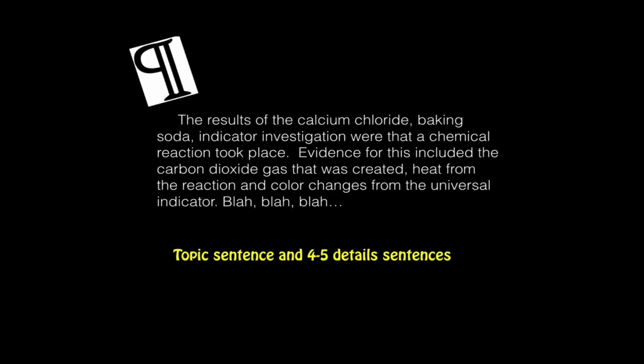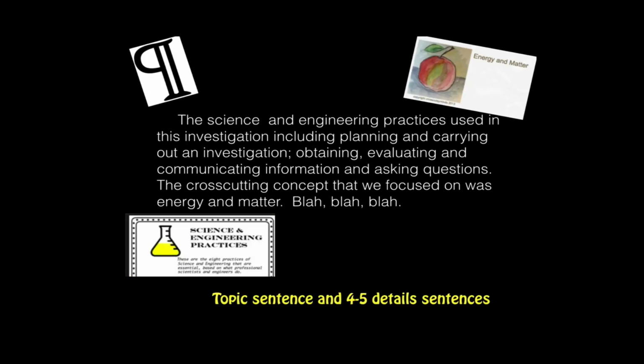Then I said blah, blah, blah. You cannot write blah, blah, blah, because what you will write in that place are the other detailed sentences that would tell more about the results or the conclusion of the investigation. Again, each paragraph needs to have a topic sentence and between 4 to 5 or more detailed sentences. All right? Then you'll write a third paragraph which talks about science and engineering practices and the cross-cutting concepts that you used in the investigation.